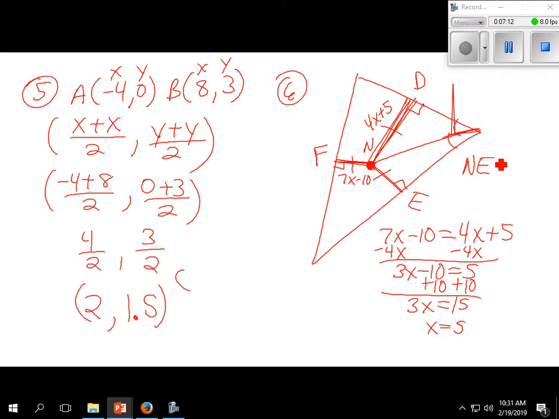Make sure you read the questions carefully. They didn't just ask us to find x. They wanted us to find the length of segment NE. Well, NE is this segment right here. They didn't tell us anything about it, but we know it's the same as these other segments. So if I just pick one of them and put 5 in place of x, 4 times 5 is 20, plus 5 is 25. So NE has to be 25, which in this case is letter D.